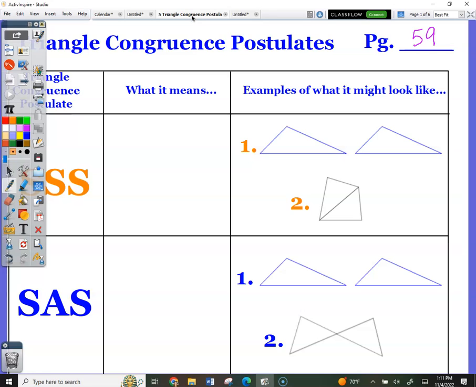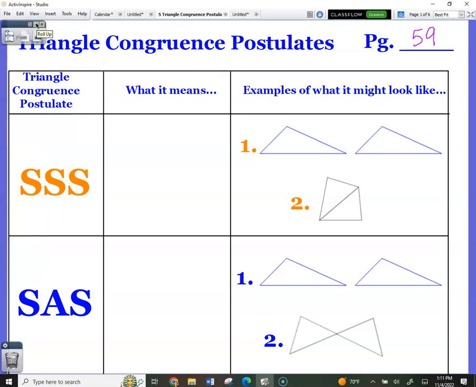Alright, look at this. At the top of your paper, it would be helpful if you have a highlighter. So if you have a highlighter, please get one. If not, take one of mine.